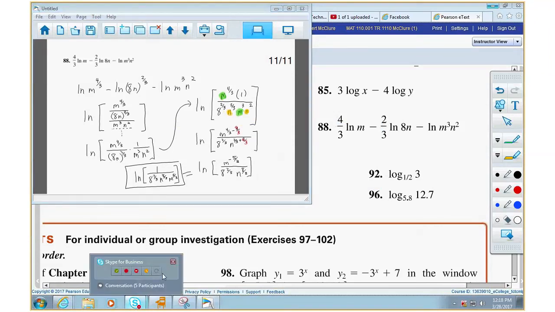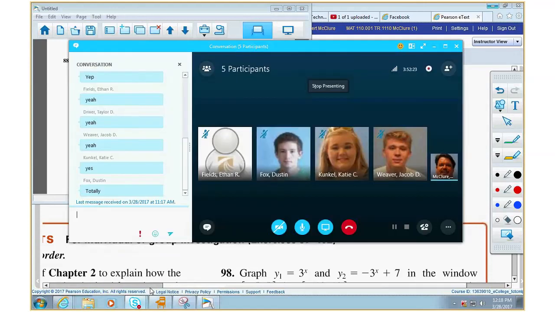Okay, that's section 5.3. Section 5.4 and 5.5, I think, are the equations, and we'll work on those Thursday. So y'all should be able to get up to 5.3 now. Y'all have a good day.